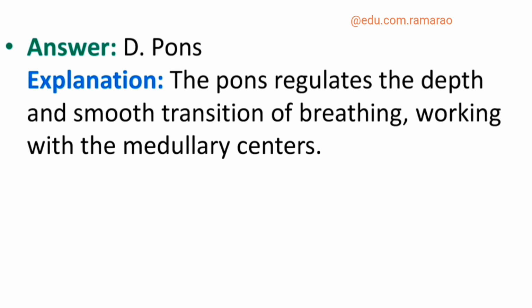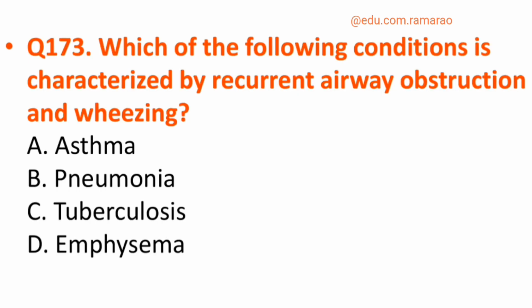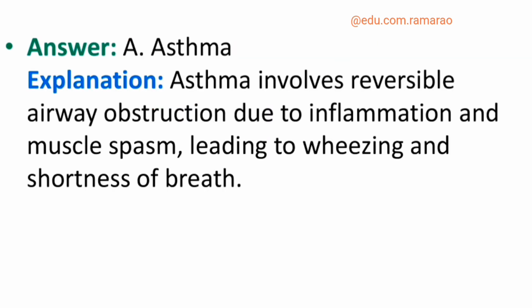The next question. Which of the following conditions is characterized by recurrent airway obstruction and wheezing? Option A, asthma. Option B, pneumonia. Option C, tuberculosis. Option D, emphysema. The correct answer is option A, asthma. Asthma involves reversible airway obstruction due to inflammation and muscle spasm, leading to wheezing and shortness of breath.